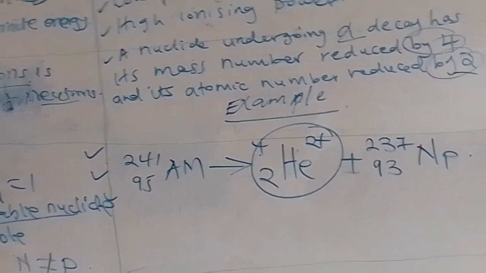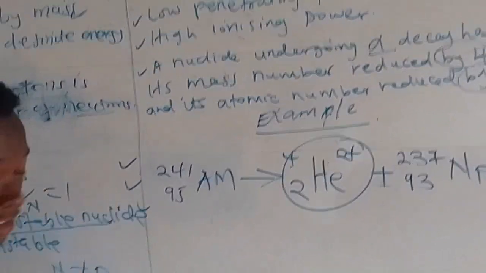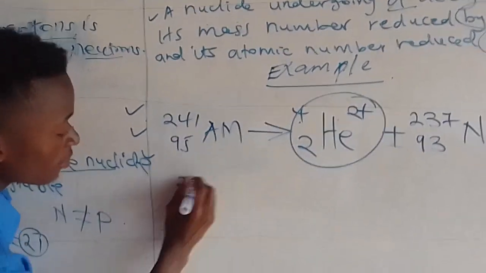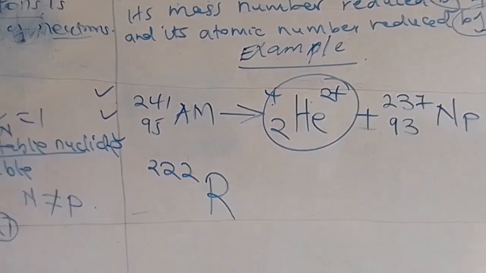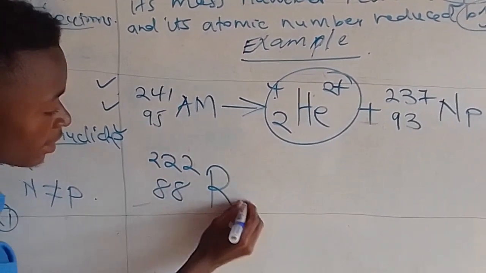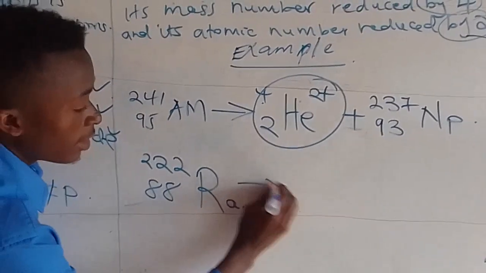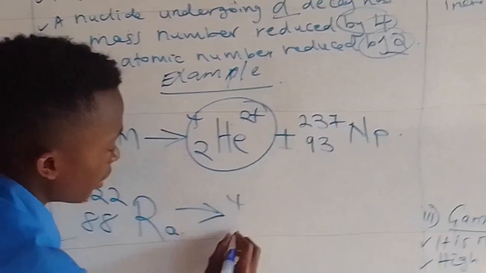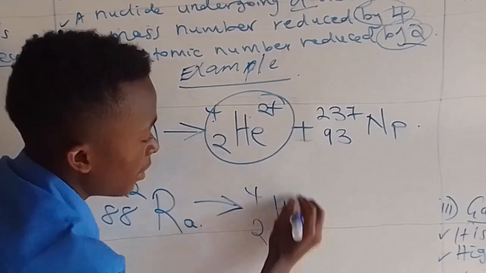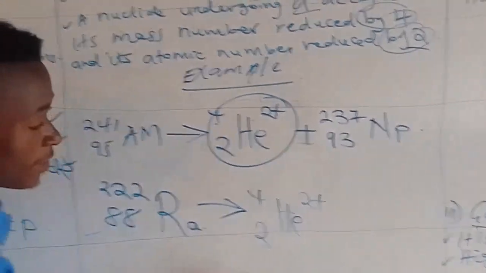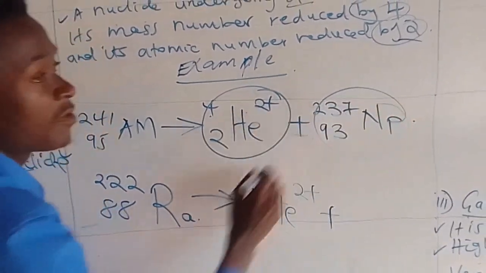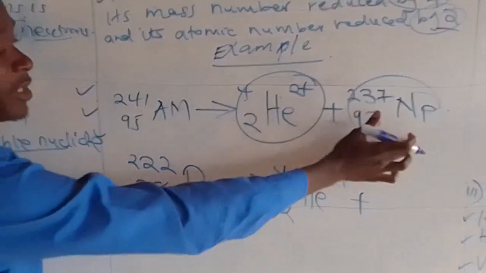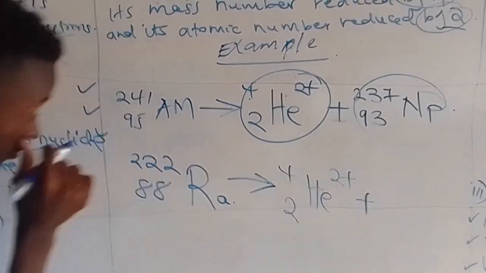We can look at another example. We can be given radium, that is 222. This one is 88, radium. It undergoes this alpha decay. So when it undergoes alpha decay, which new element will be formed? So this one is our new element formed. This one has decayed to form this one. So which new element will be formed?